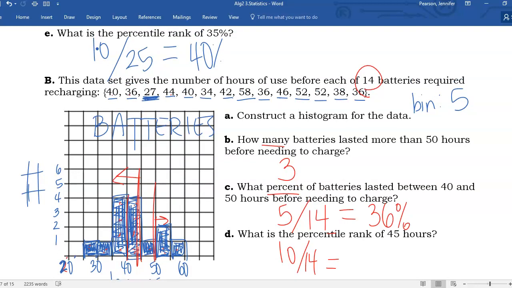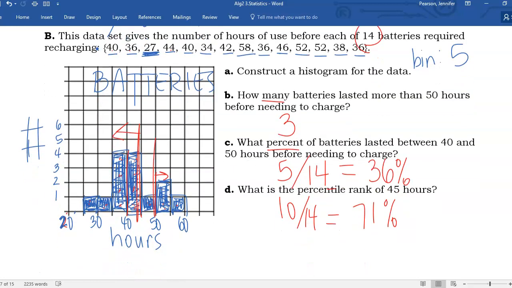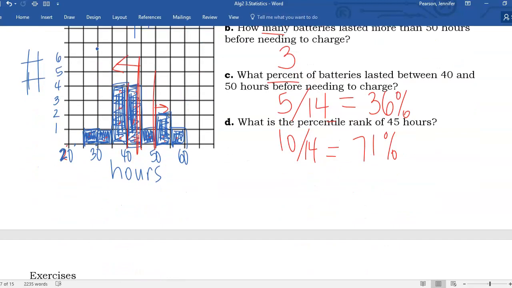Lasted 45 hours. That rounds to the 71st percentile. So that means if you had a battery that lasted 45 hours, that would be in the 71st percentile.